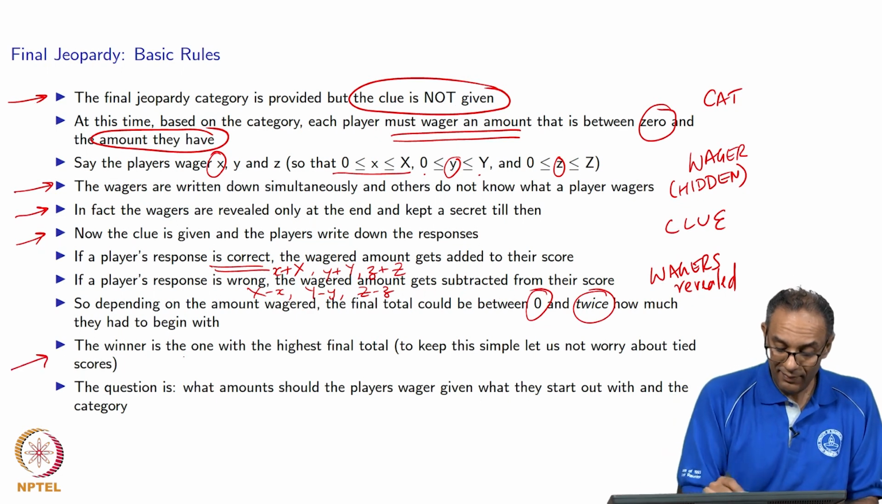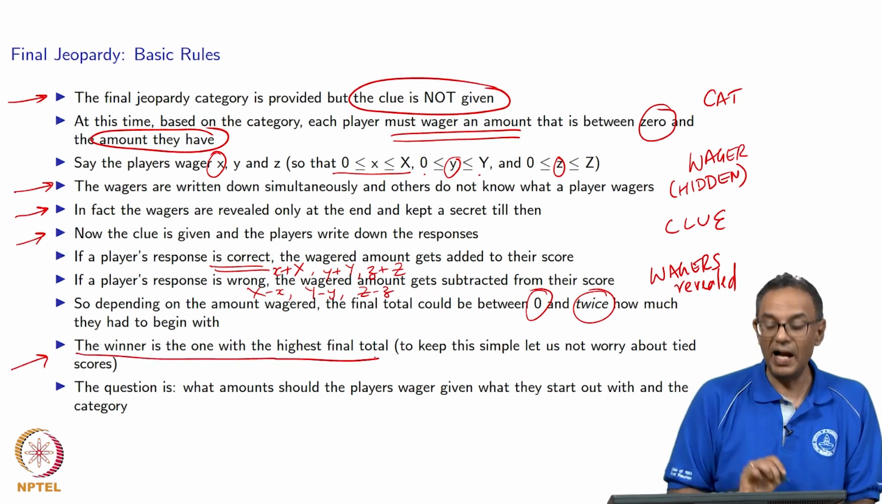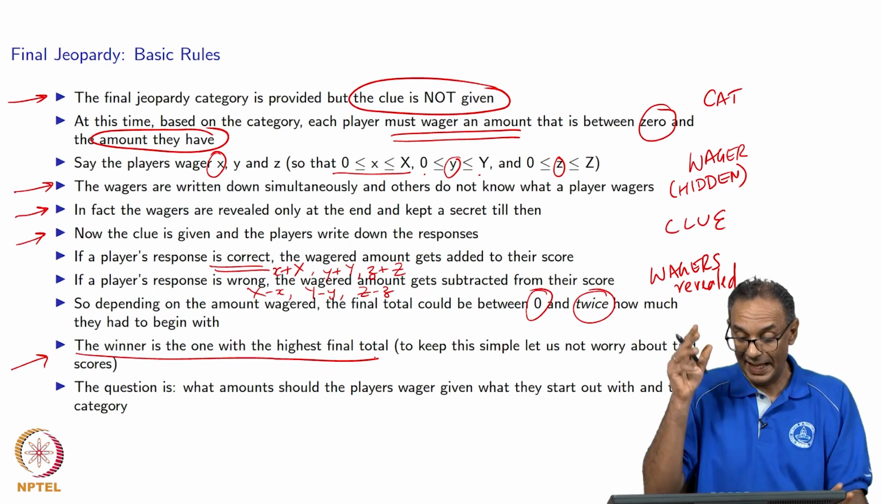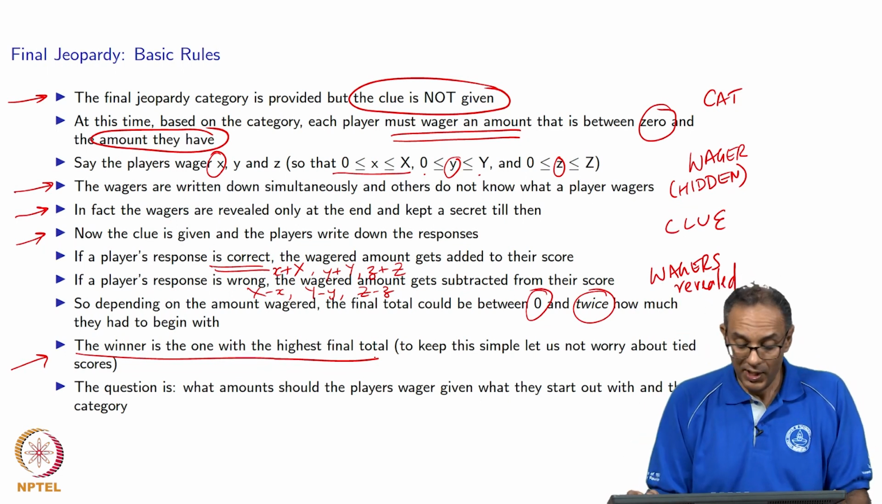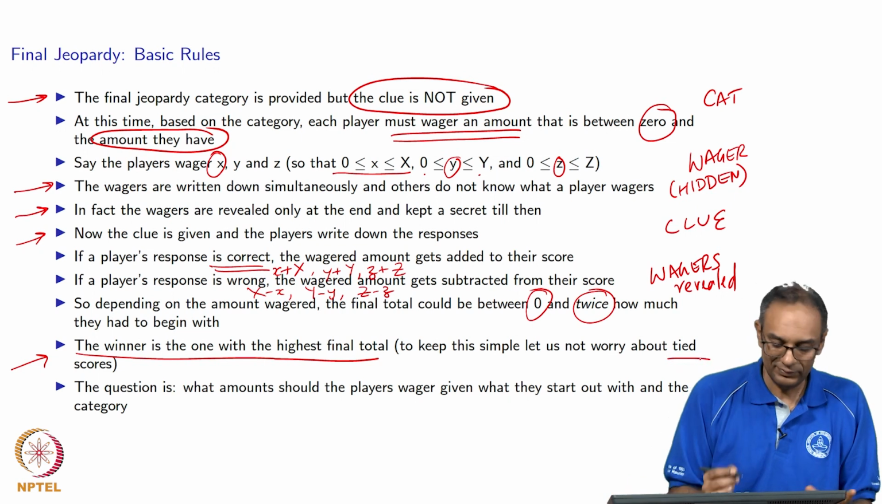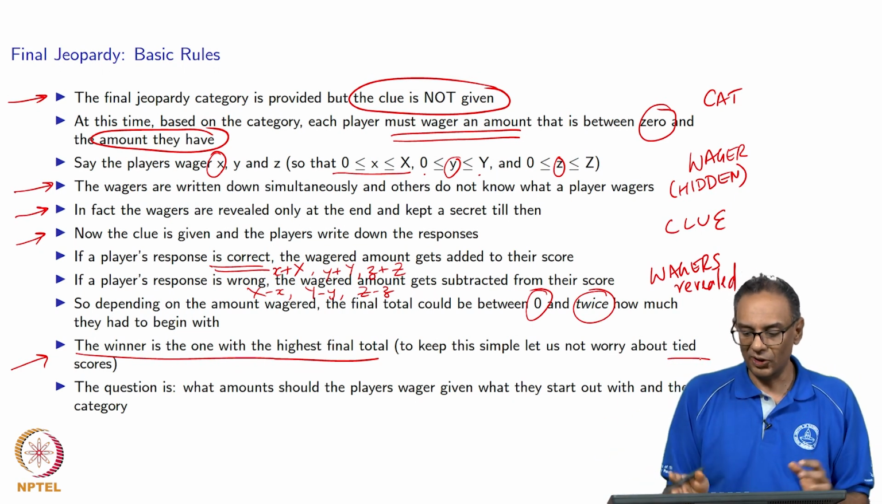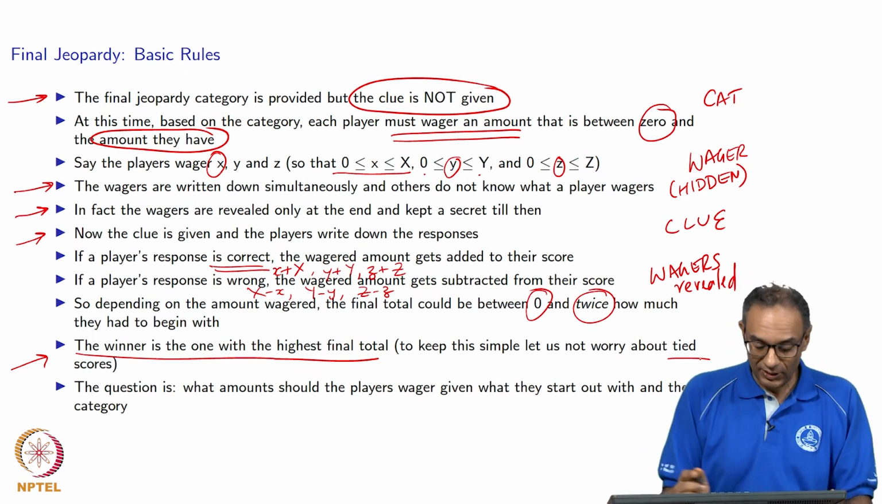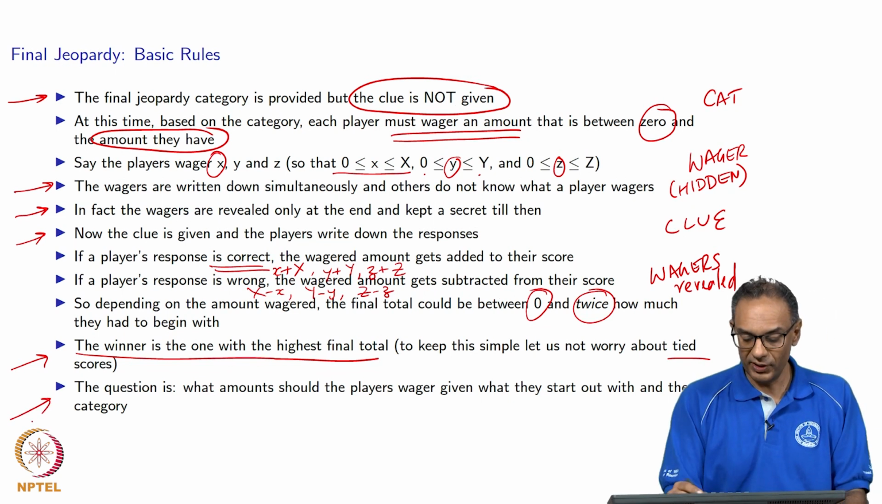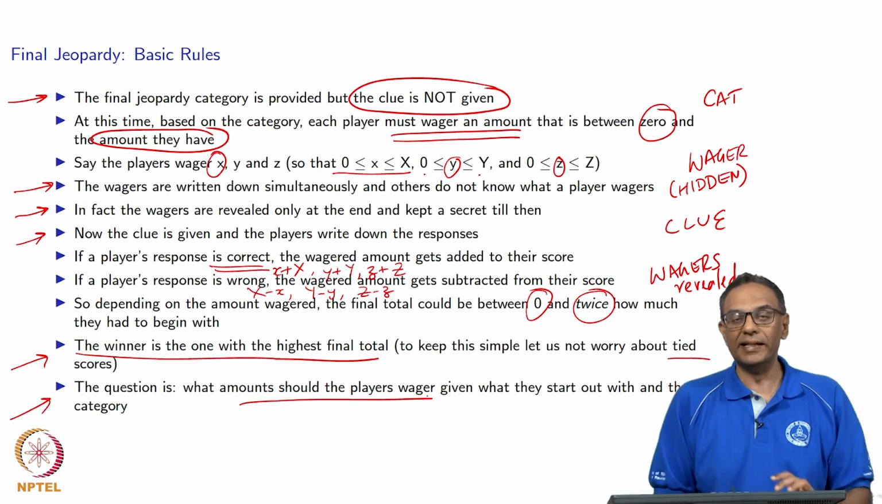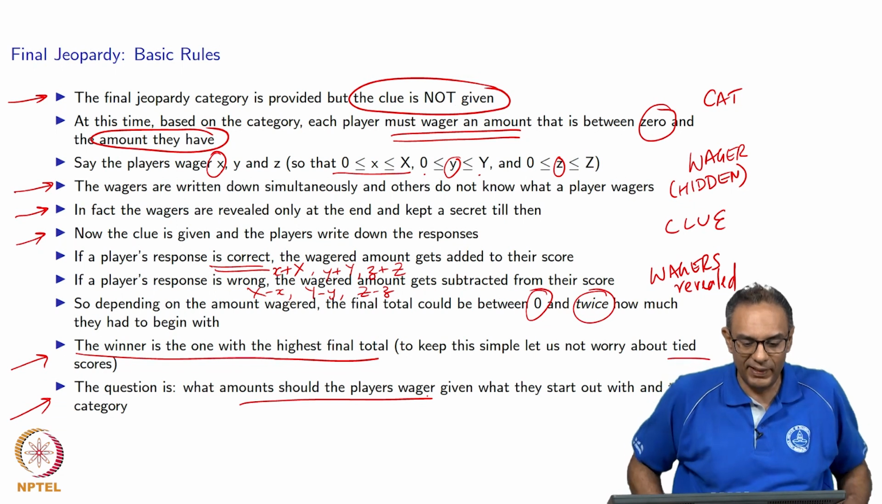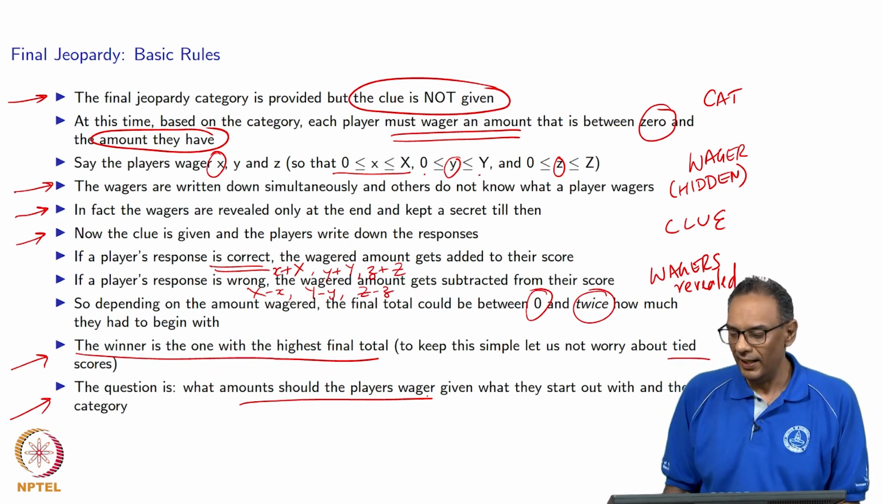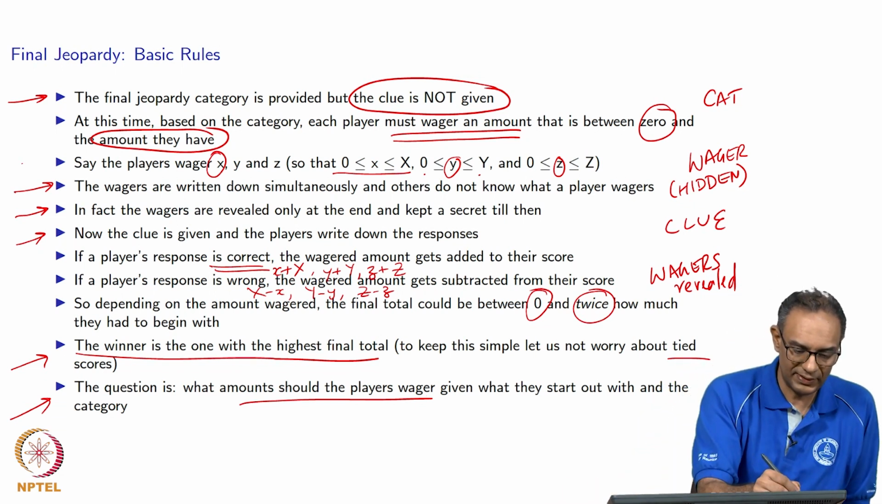Now, the winner of Jeopardy is the one with the highest final total. This is after adding or subtracting. We won't worry about ties. For the purposes of this course, we'll ignore that. So, the question is, what should the players wager? How much should each player wager? What should little x be? What should little y be? And what should little z be? So, this is the question.